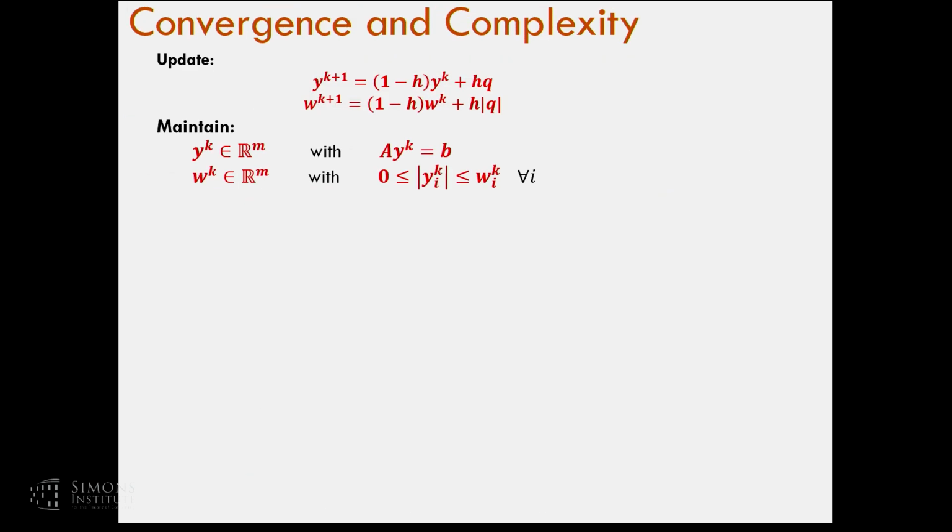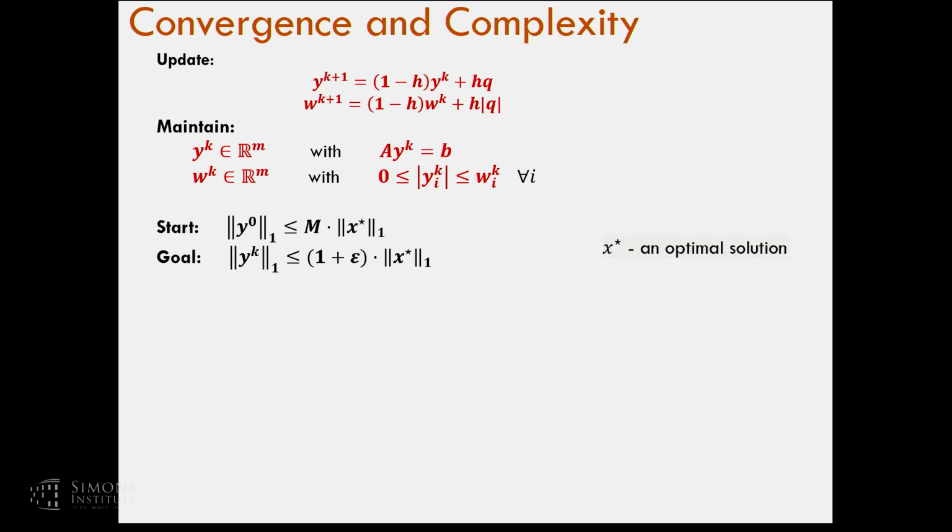Okay, so a few words about the convergence. Remember, these are our update rules. In our algorithms, we always maintain that we are in the subspace, so for all k, Ayk is equal to b. In addition, you can check that the algorithm also maintains the following property: if you start with vectors w0 and y0 so that w0 dominates in absolute value y0, then this will always be true.